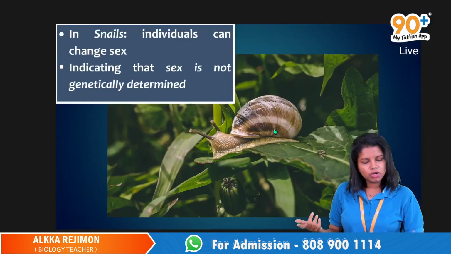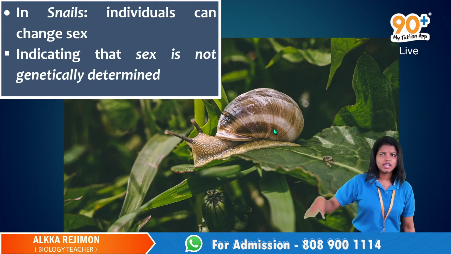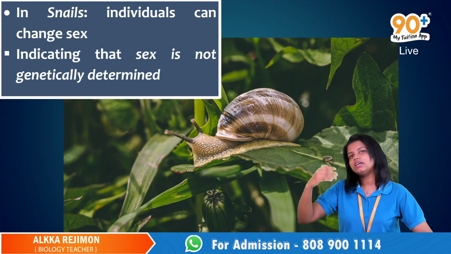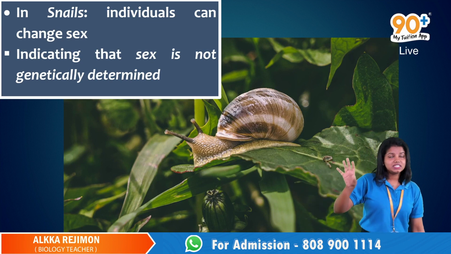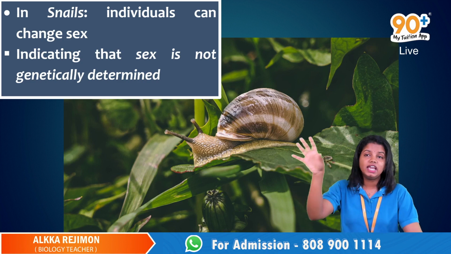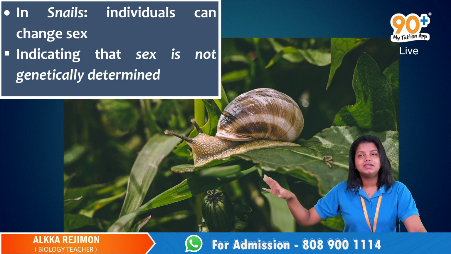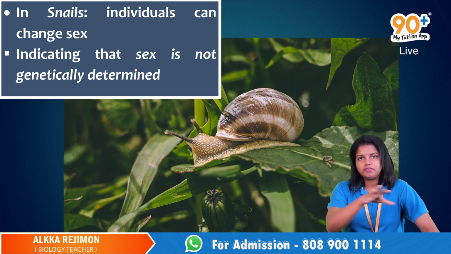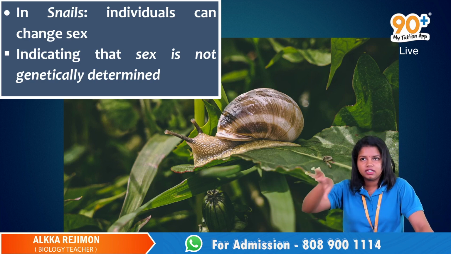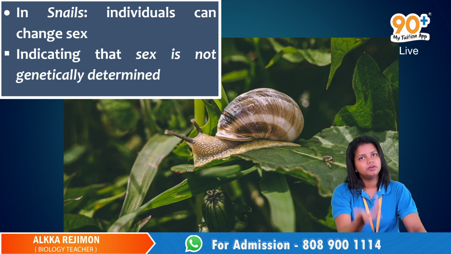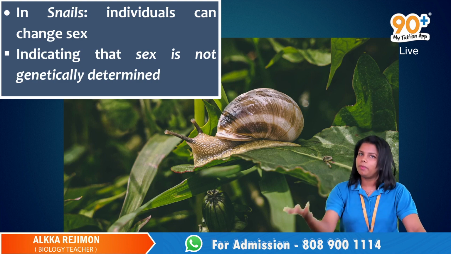Then there is one more example that is explained in your textbook, that is regarding the snail. In snails, individuals can change sex, indicating that sex is not genetically determined. So during its lifetime itself, a snail born as a male can in between become a female and it can again go back to being a male.